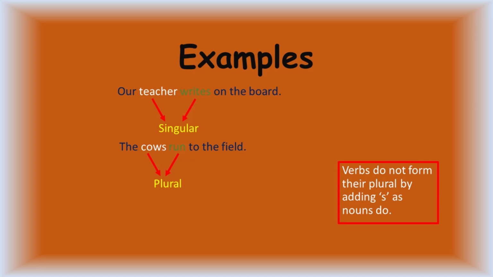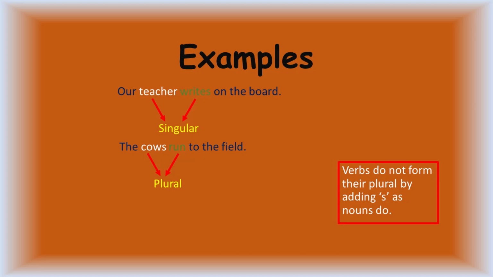And what about the second sentence? The cows ran to the field. What is the subject there? It's cows. And what about the verb ran? Is cows a singular subject or a plural subject? It's a plural subject. What about ran? If the subject is plural, the verb should also be plural. So what about ran? Is it singular or plural?